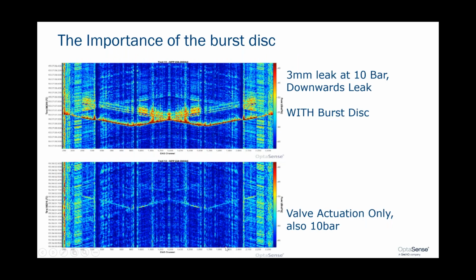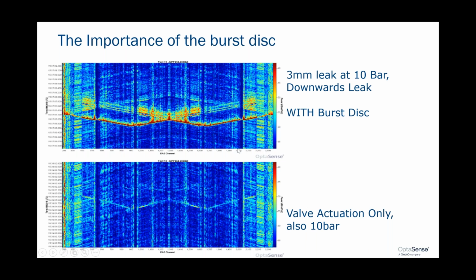So here's an illustration of the importance of the burst disk. The top image, which is the one we saw earlier, is from a 3 millimeter leak at 10 bar, pointing downwards away from the fiber. That's operating with the burst disk. Then the same port, the same 3 millimeter port at 10 bar, operated after, so that we closed the valve and just opened the actuated valve, hydraulic valves, not manually operated, but we can see that even with a hydraulic valve, the negative pressure pulse is much, much smaller than the instantaneous failure.